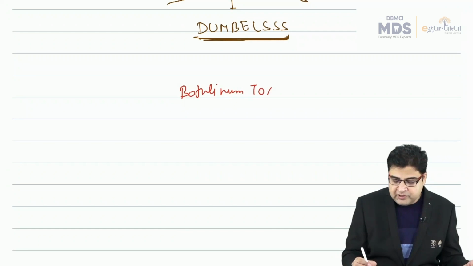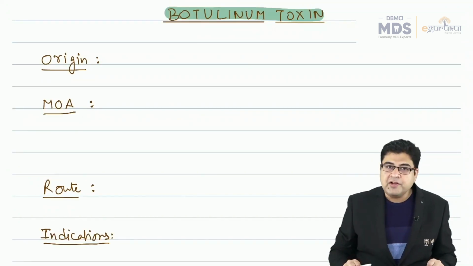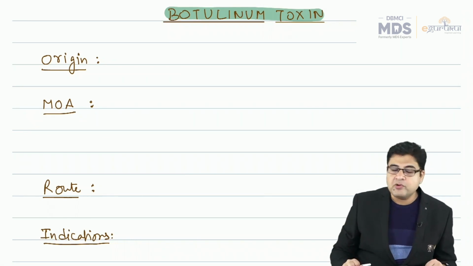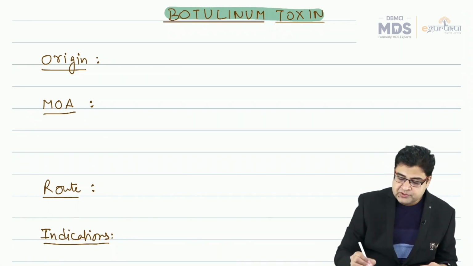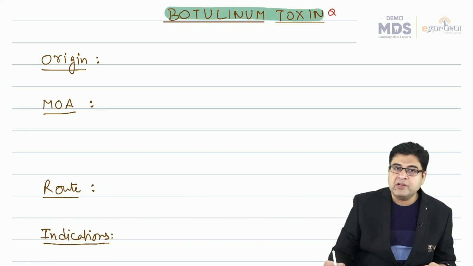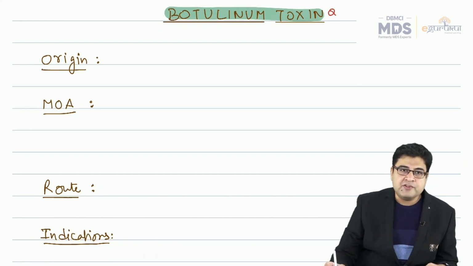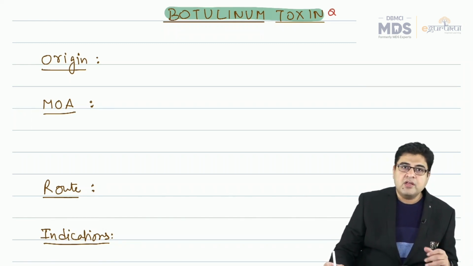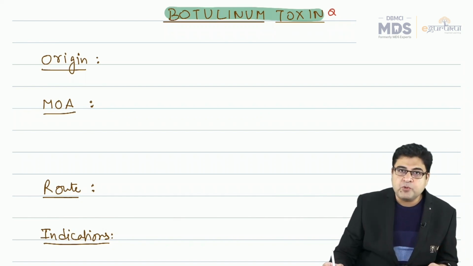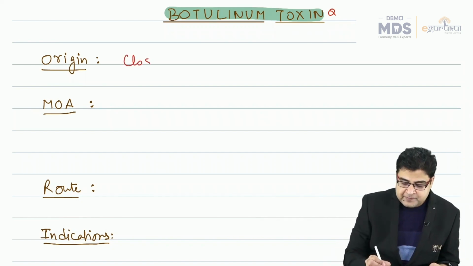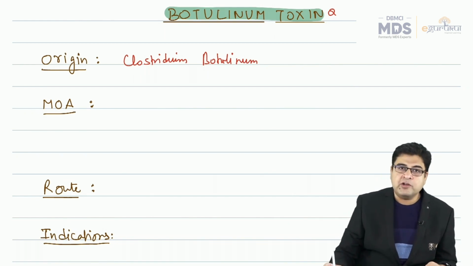So what is the name of the drug? The name of the drug is botulinum toxin. We have discussed already that botulinum toxin is a very important drug for your exam. So we'll discuss all the MCQs which have already been asked in relation to this medicine. The first MCQ: what is the origin of this drug? Where have we developed this medicine, botulinum toxin? The answer is, we have derived this medicine from a bacteria. We call it Clostridium botulinum bacteria.